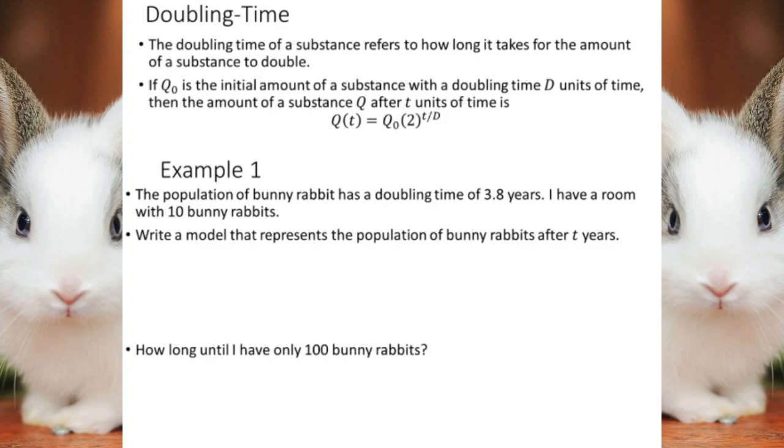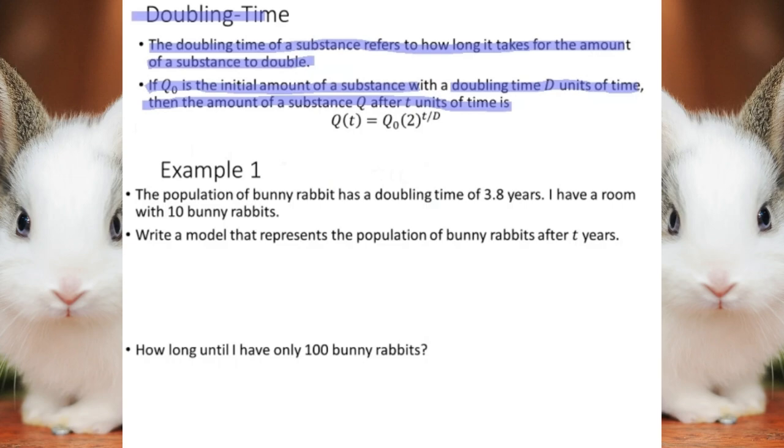Our first example of this special information is what we're going to call doubling time. The doubling time of a substance refers to how long it takes for the amount of the substance to double. Let's suppose that Q sub 0 represents the initial amount of a substance, and it has a doubling time of d units of time. Then the amount of the substance Q after t units of time will be Q of t equals Q sub 0 times 2 raised to the t over d.